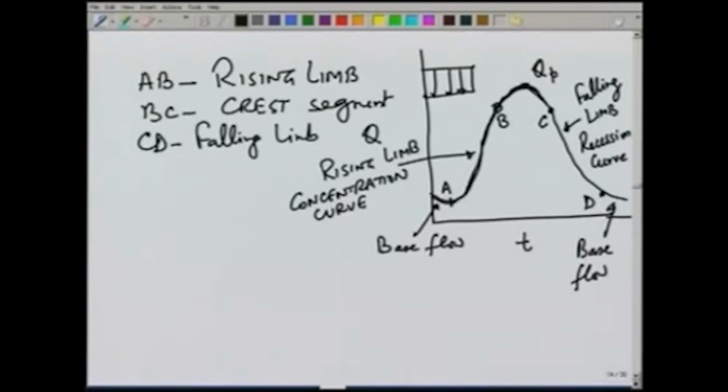The direct runoff hydrograph would be, very simply, one method of separating the base flow is we join A and D. So, the curve ABCD would be the direct runoff hydrograph, DRH, and also it is conventional to show not the total rainfall here. Instead of showing the total rainfall, we would show only the effective rainfall, and the effective rainfall would look like this.